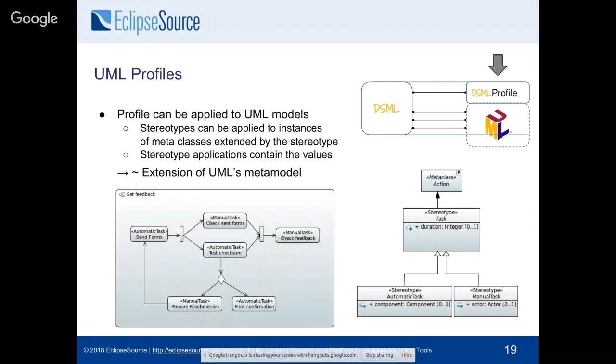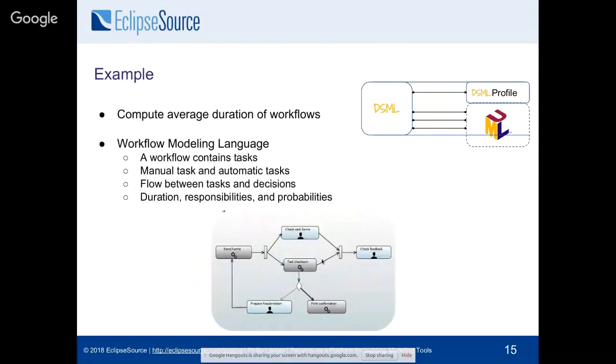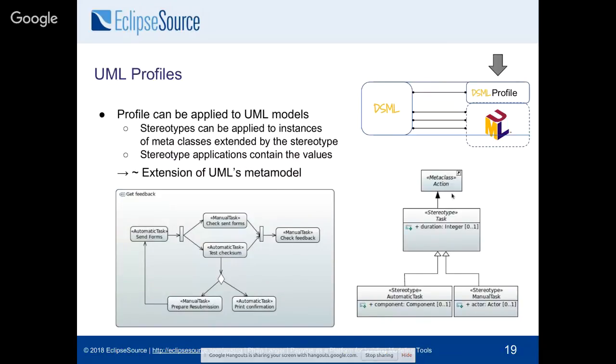How that works in Papyrus is that you can simply create a profile. I will show that in a second in the tool. You then select the parts of UML, the concepts, also called metaclasses of UML, that you would like to extend, and then create so-called stereotypes that introduce these additional concepts to UML. So in our example, we said that these tasks are represented by actions, but we would like to distinguish between manual tasks and automatic tasks. So we would just import Action and create a stereotype that can either be an automatic task or a manual task.